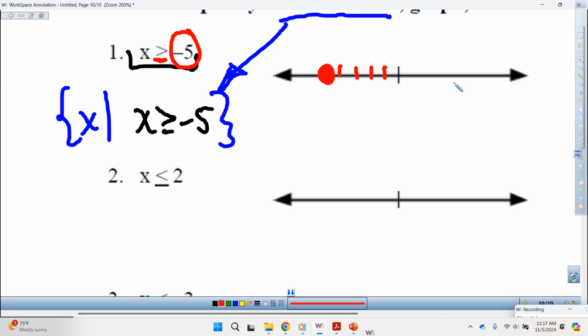Mr. Q, which direction should I go? To the right or to the left? Well, let's test it. Look up. If I want to go to the right, what is the obvious number that I'm going to test? I'm going to test 0. So let's see, instead of x, I'm going to write 0. Is 0 greater than -5? Yes, that is true. 0 is greater than -5. So since 0 did work, I'm going to shade to the right.